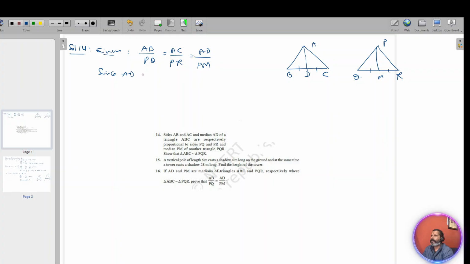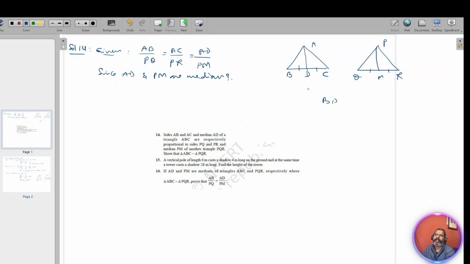medians means three things you should understand. I'll just explain here. It is not required completely for all three parts. Three things you should remember when we say a median in a triangle. First thing, it divides the base into two halves. Each of the halves is equal. Each of the halves is equal to half of BC. I'll write all three.